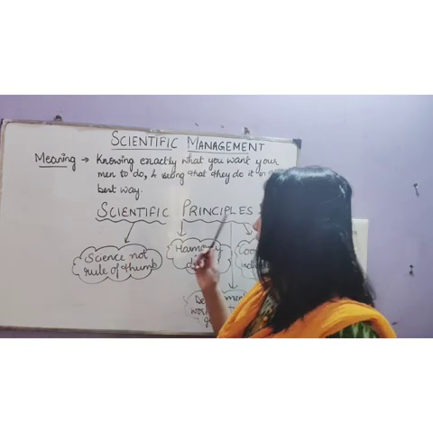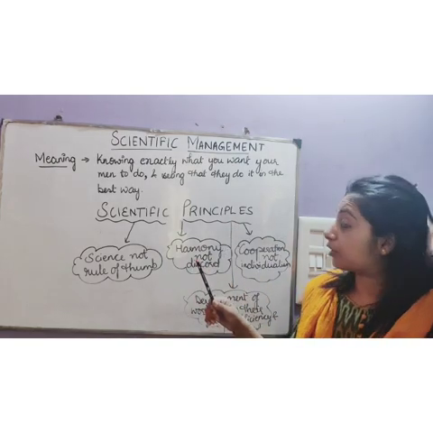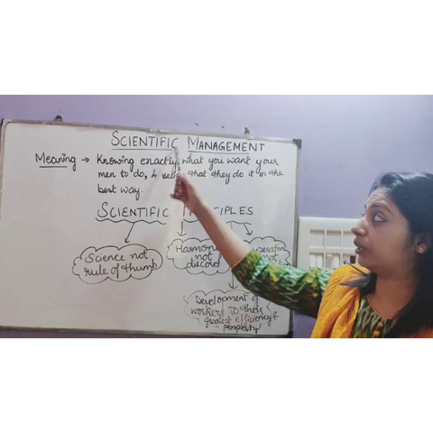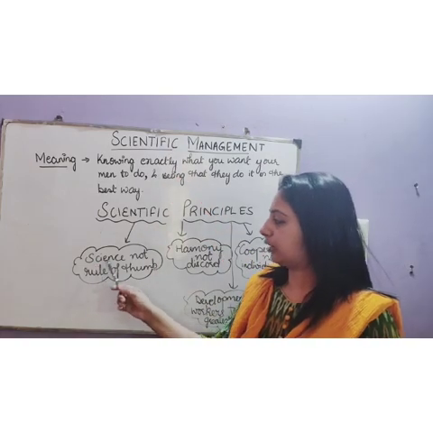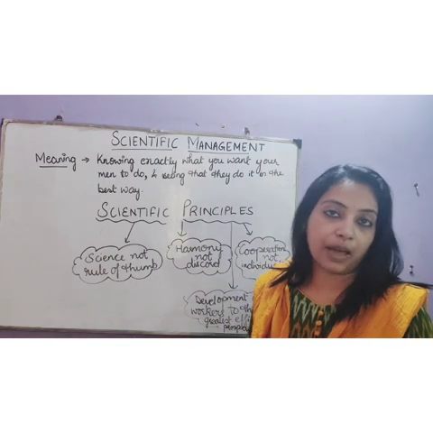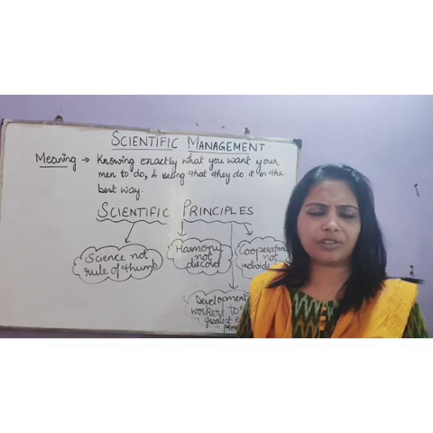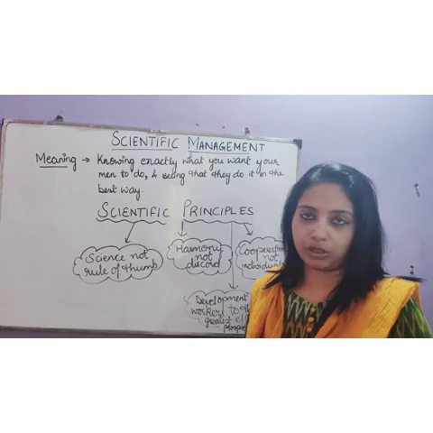Now, there are basically 4 scientific principles given by F.W. Taylor, who is the person behind scientific management. Now, the very first principle is science, not rule of thumb. See, rule of thumb is all about the dictatorship of a manager. Like whatever the manager has gained from his past experiences, he just imposes that on the workers.